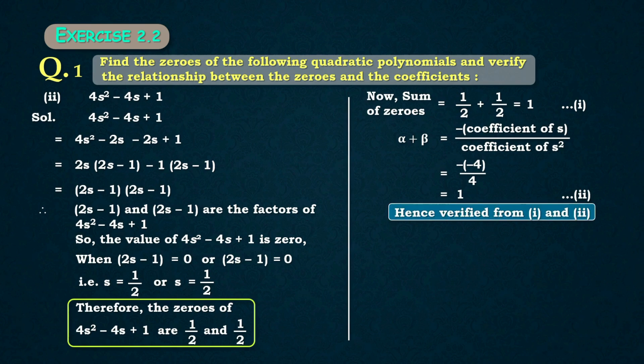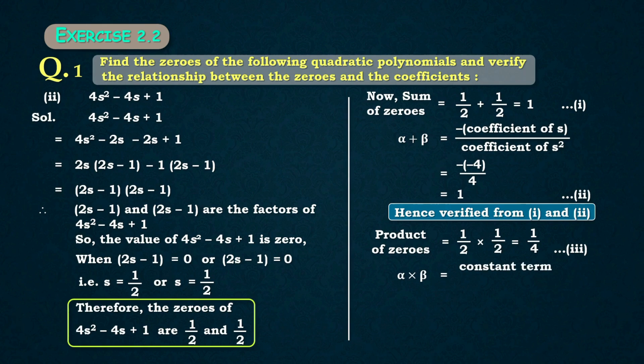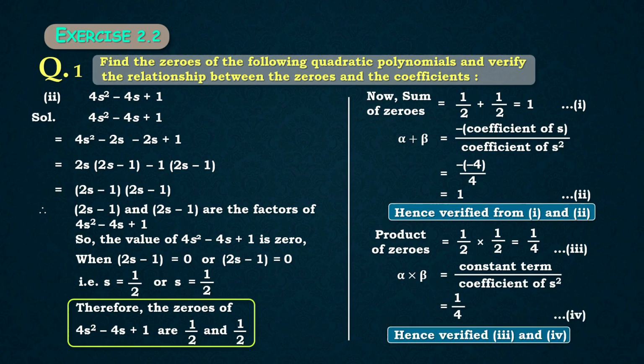Now let us find the product of the zeros. 1 by 2 multiplied by 1 by 2 equals 1 by 4. According to the formula, the product of zeros is equal to the constant term divided by the coefficient of s squared. The constant term is 1. The coefficient of s squared is 4. So 1 divided by 4 equals 1 by 4. Both values are equal, so the second relationship is also verified. Hence, we have successfully found the zeros and verified the relationship between the zeros and the coefficients.